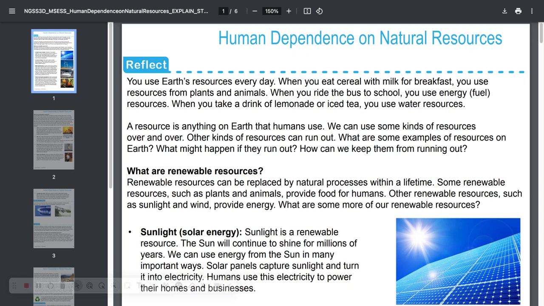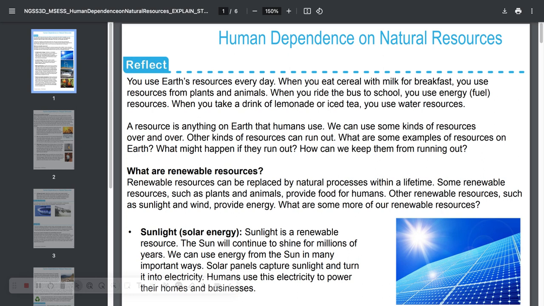Human dependency on natural resources. Reflect. You use our resources every day. When you eat cereal with milk for breakfast, you use resources from plants and animals. When you ride the bus to school, you use energy, fuel resources. When you take a drink of lemonade or iced tea, you use water resources.